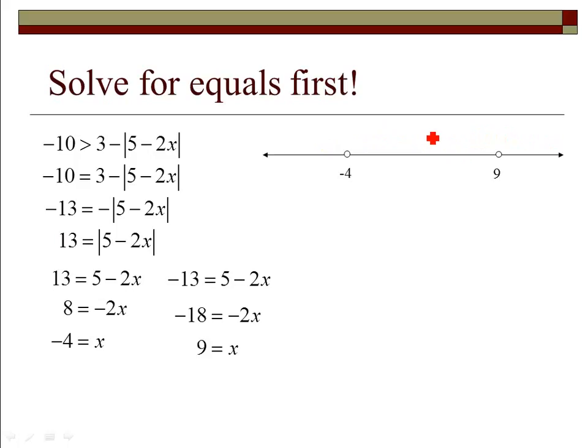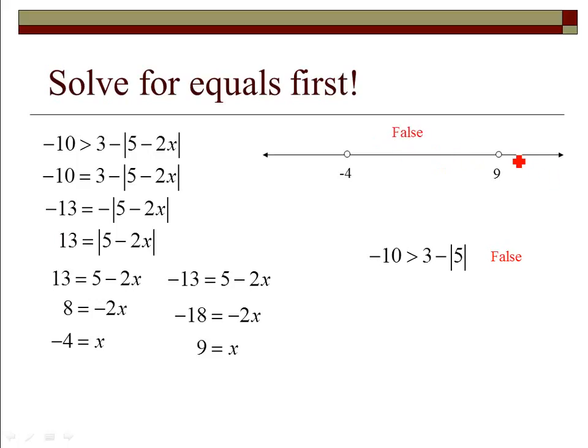So I'm going to test the one in the middle because that's the easiest one to do. I'll plug in 0 into my equation, and when I plug in 0, I get 3 minus the absolute value of 5 minus 0, so I get 3 minus the absolute value of 5. Well, 3 minus 5 is -2. -10 is not greater than -2. That's a false statement. So this section in here is false.